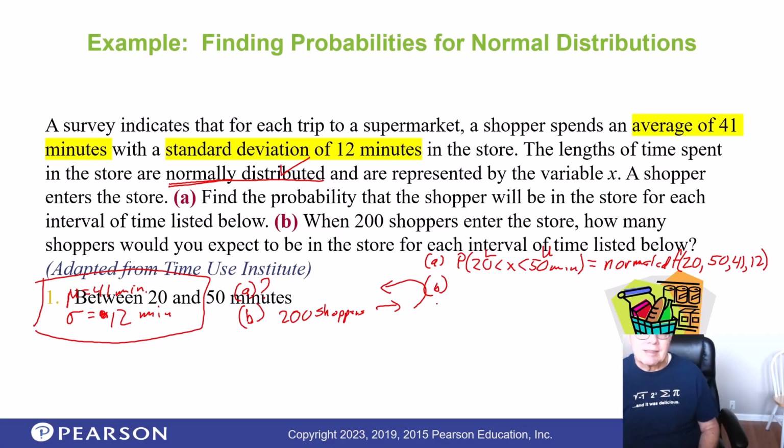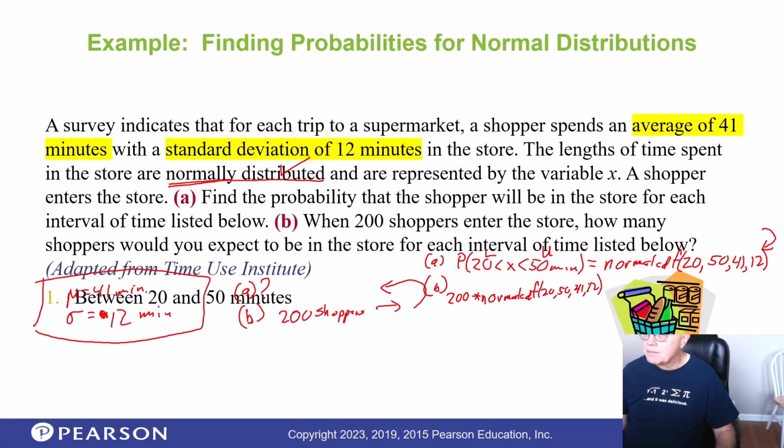Now, how are you going to get the second one? It seems like this is something we haven't done before. Well, you're right, but it's actually pretty easy. Once you've gotten this result up here, all you need to do is multiply that by the 200 to get how many you expect. So we'll take this 200 and multiply it by what we just found. The normal CDF, 20, 50, 41, 12. That will give us that one.